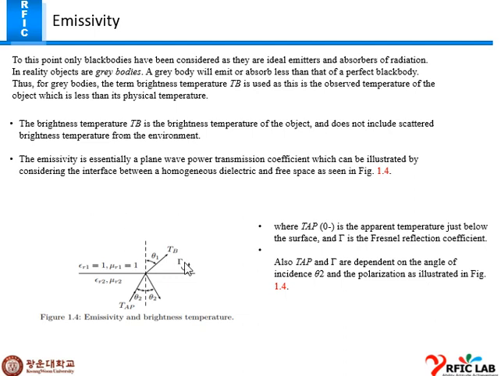This is the brightness temperature, where T_ap is the apparent temperature just below the surface of this, and the Fresnel coefficient. Also T_ap and the Fresnel coefficients are dependent on the angle of incidence theta 2 and the polarization as shown in this figure.